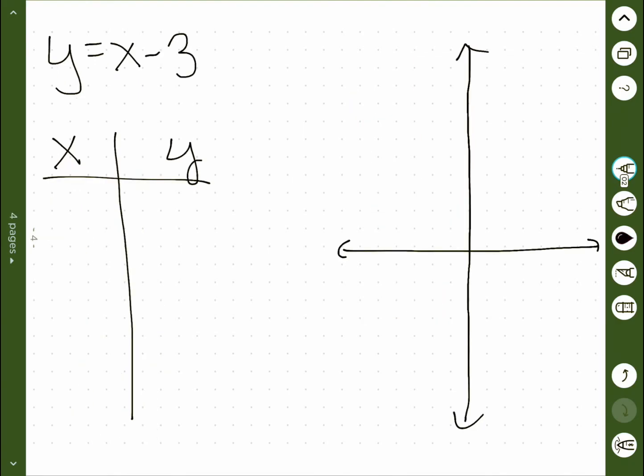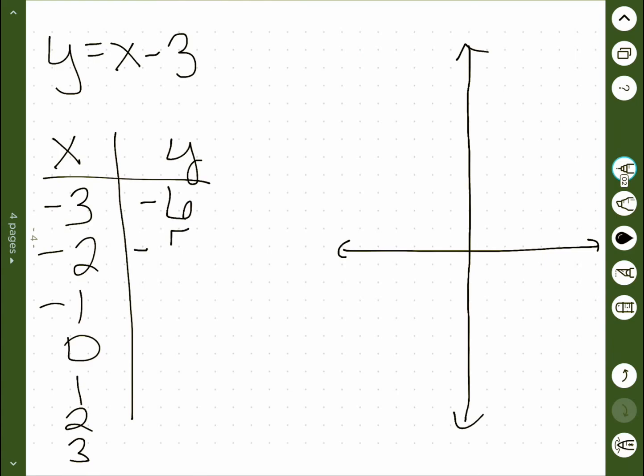What about this one? Y equal to x minus 3. Well, we can pick some numbers for x once again. -3, -2, -1, 0, 1, 2, 3, and stick them in. This time I'm supposed to be subtracting 3. -3 minus 3 is -6. -2 minus 3 is -5. -1 minus 3. 0 minus 3. 1 minus 3. 2 minus 3. And 3 minus 3. And once again, we can just plot these points.